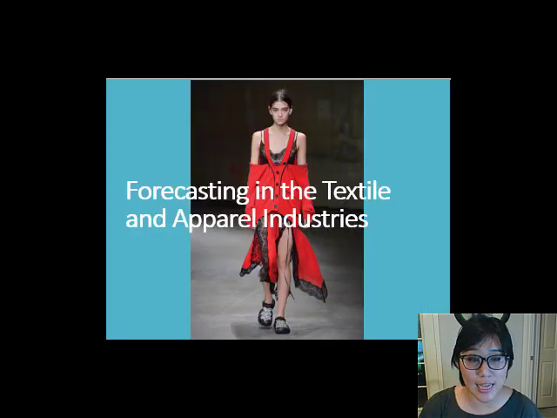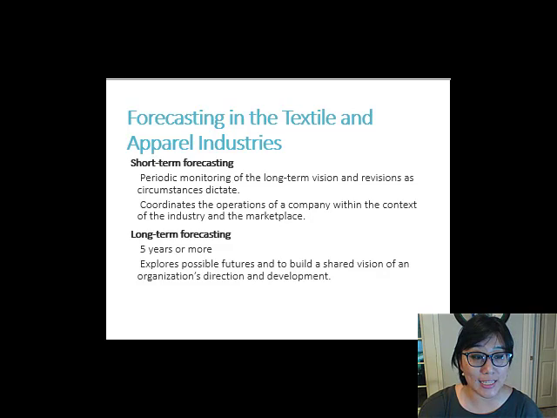There are two types of forecasting in fashion forecasting in the textile and apparel industries. Short-term forecasting involves periodic monitoring of the long-term vision and revisions as the environment changes. The short-term forecasting process begins 2 to 3 years before the arrival of merchandise in the retail store. This allows the segments of the textile apparel pipeline to coordinate seasonal goods around the looks that can be communicated to the customer through the press, marketing, and stores. The process includes textile development, color forecasting, and style development as showcased in international fashion shows and manufacturers' showrooms.